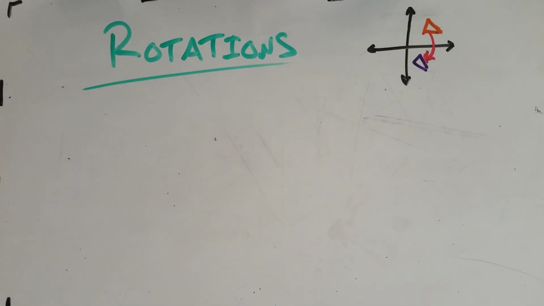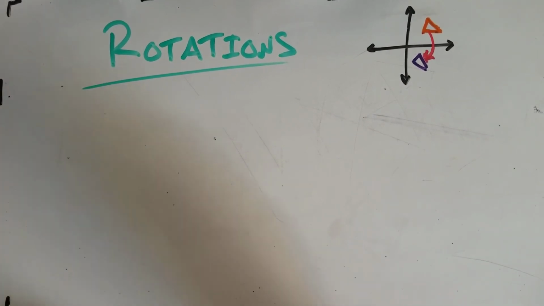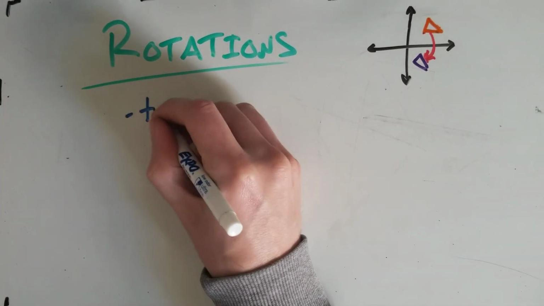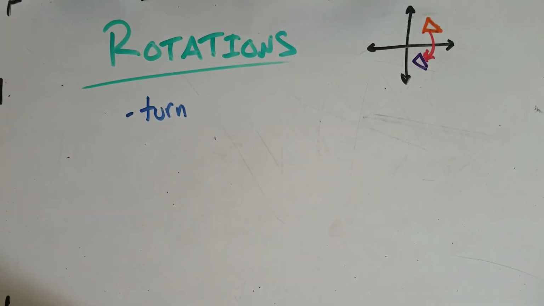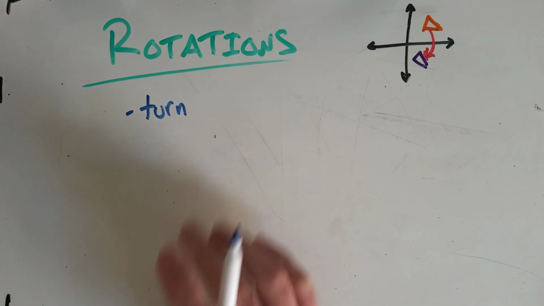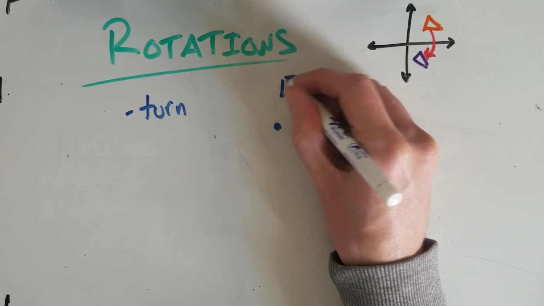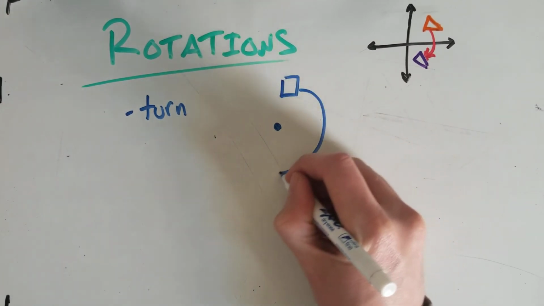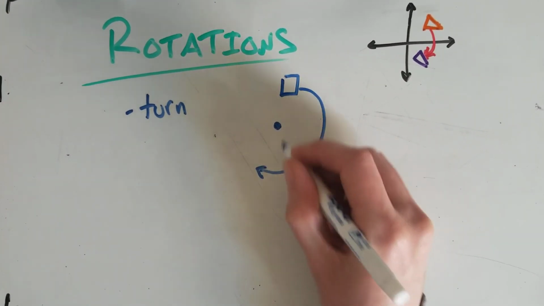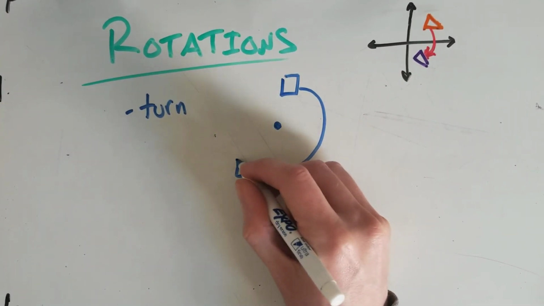Hello people, today we're going to talk about rotations. Now rotations are another type of transformation, and you can also call them a turn. So a turn, we're going to rotate about what we call the center of rotation. If you're rotating an image, say we have a little square and it's rotating around that point, that's the center. We call that the center of rotation.